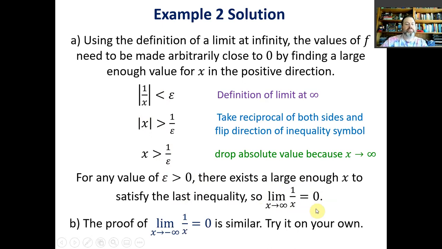So that's part A. Part B, the proof of the other side is similar. You guys can try it on your own. Basically, it's the same thing, except when you get down to here, you don't want to drop the absolute value. In fact, you put a negative in front of it, and it works out very similarly. So both of these I will take as being proven without doing any more proofs today. So this limit is 0 and this limit is 0. So those are known facts from this point forward.